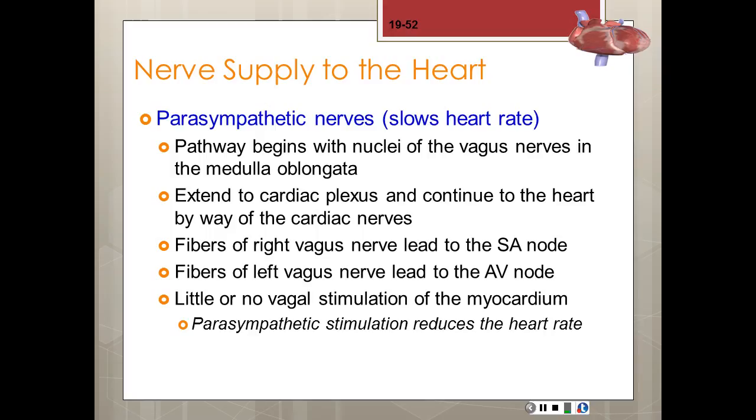Postganglionic fibers from the right vagus nerve lead mainly to the SA node. The postganglionic fibers from the left vagus nerve lead mainly to the AV node, but both left and right have some fibers that cross over. Little or no vagal parasympathetic innervation occurs in the myocardium. Parasympathetic stimulation reduces heart rate. The cardiac nerves carry both sympathetic and parasympathetic efferent fibers, and they can carry sensory or afferent fibers to the CNS.